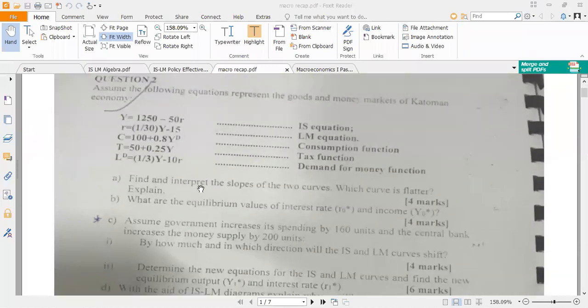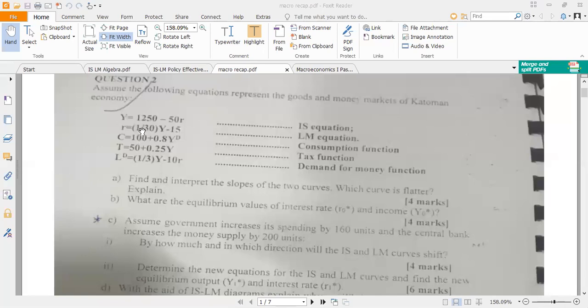The A part, the first one, was finding the slopes and then interpreting them. If you take your IS, the slope is dr/dy, but this one the equation is given in terms of y, so you find 1 over dy/dr, which gives us minus 1 over 50. For the interpretation: if in the goods market your income increases by 1 unit, then the interest rate will fall by 1 over 50 units.